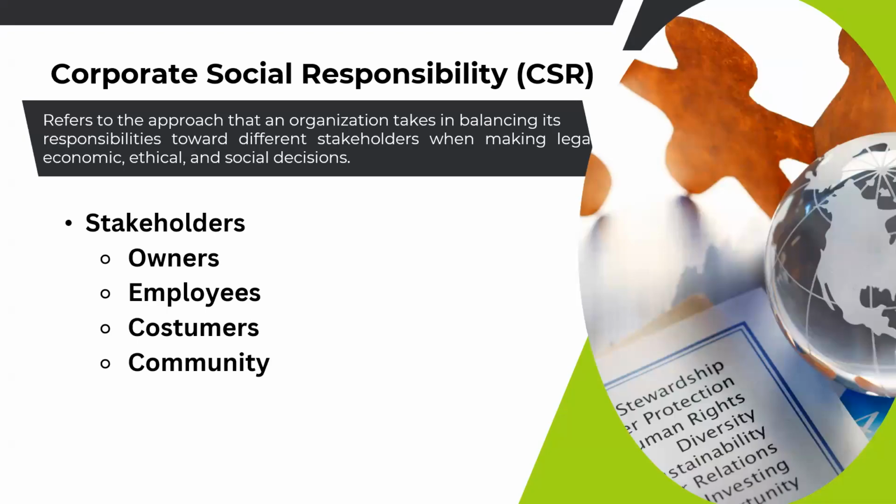So how does CSR affect the stakeholders? And what is the responsibility to each stakeholder? The responsibility to owners is financial returns. Companies are obligated to generate profits for their owners. They need to invest wisely and manage resources effectively to maximize returns. There must be transparency and accountability. The owners deserve transparent communication regarding the company's financial performance and operations, which helps build trust and confidence.